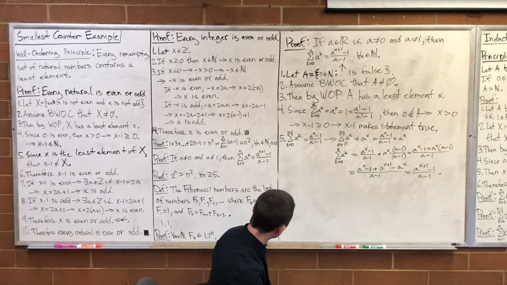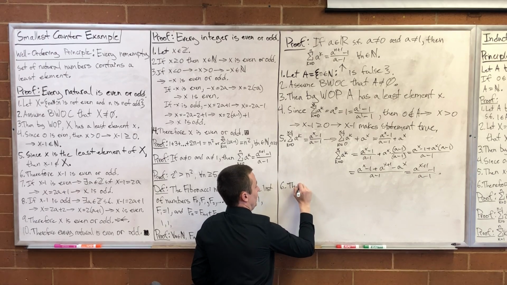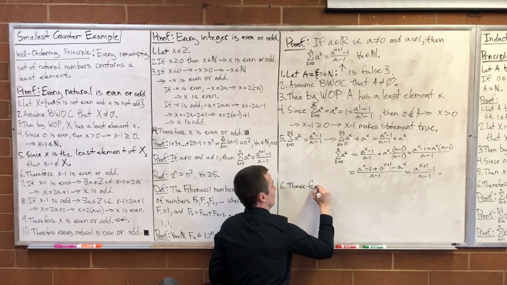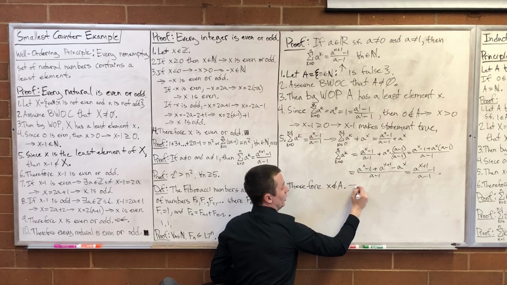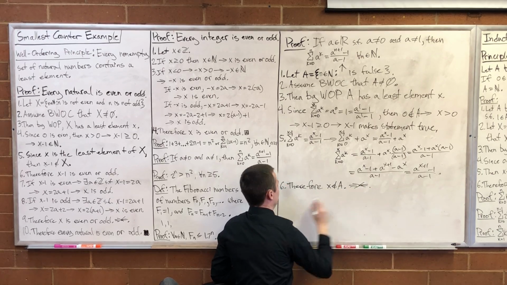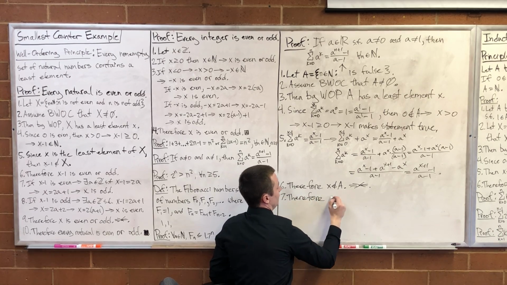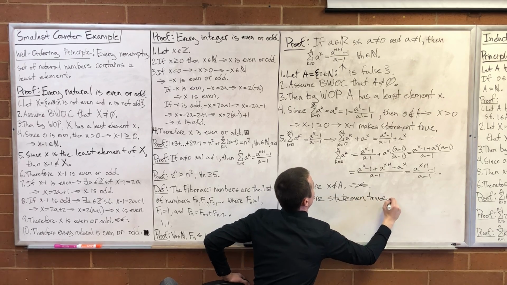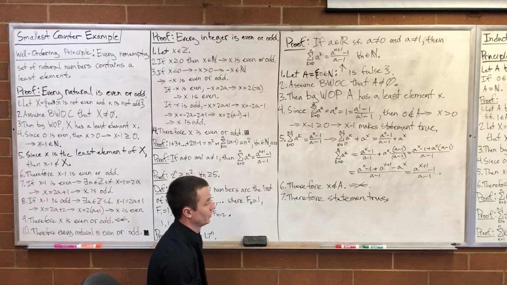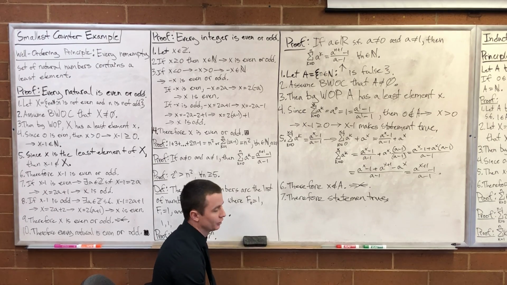And now, what does that tell us? Therefore what? Therefore, it's true. X is not in A. Contradiction. Therefore, statement true. Whatever that thing is, it is true for all natural numbers in N. Right? Okay. We assumed it was false, got a contradiction, therefore it's true.